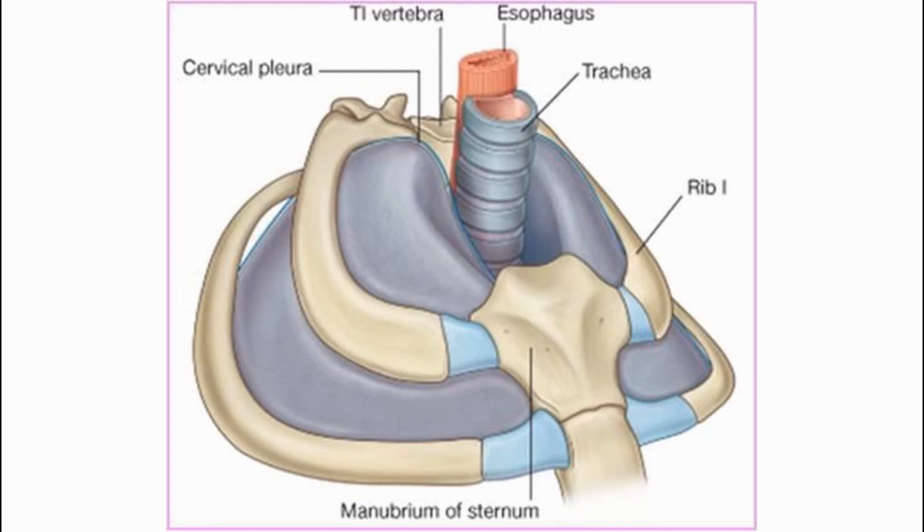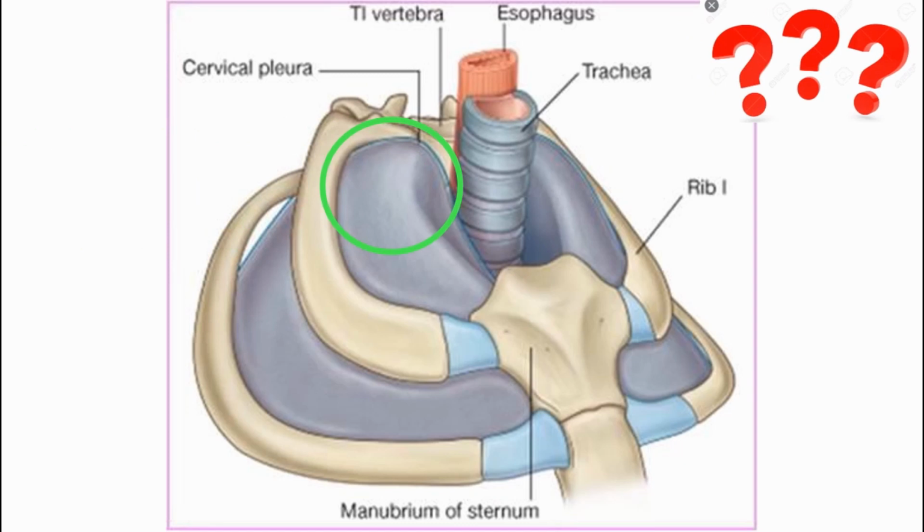This is an image of what is called the Thoracic Inlet, and it is made by the vertebral column, the first rib as they come anteriorly and meet the manubrium. Here you can see that the apex of the lung is in the neck. It is superior to the first rib.